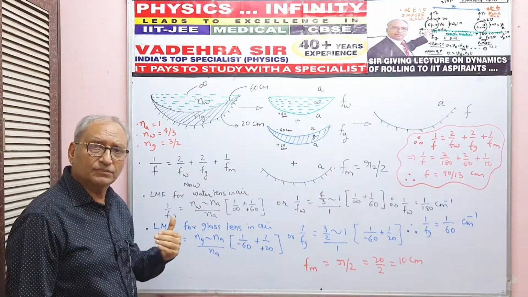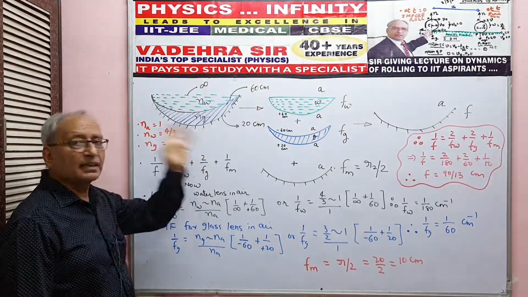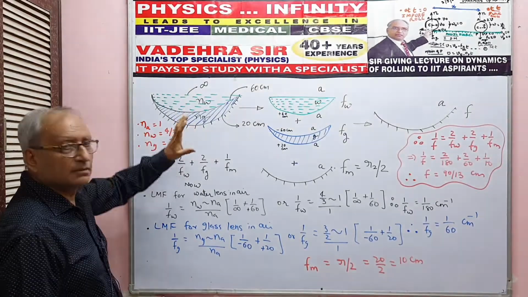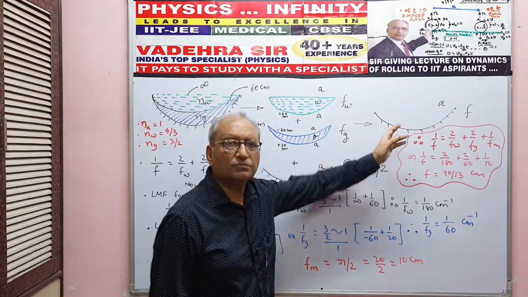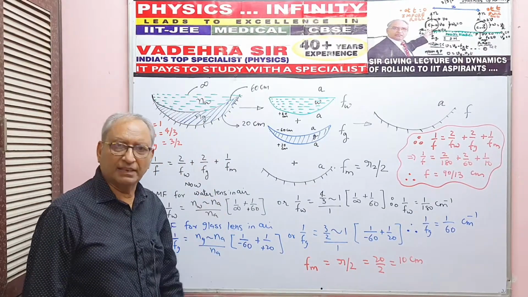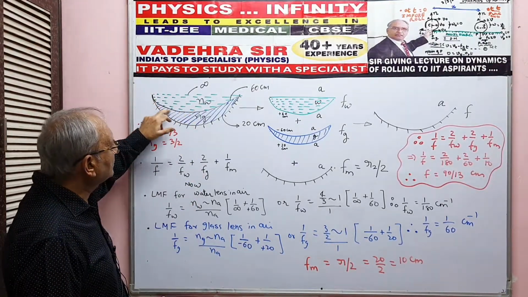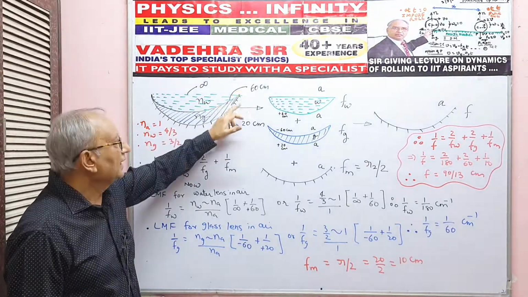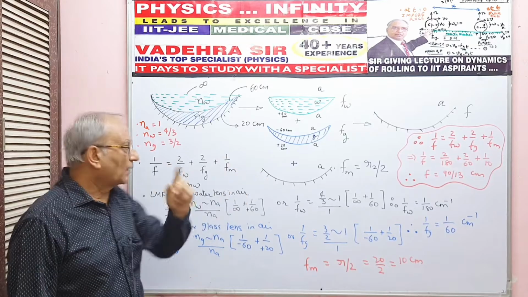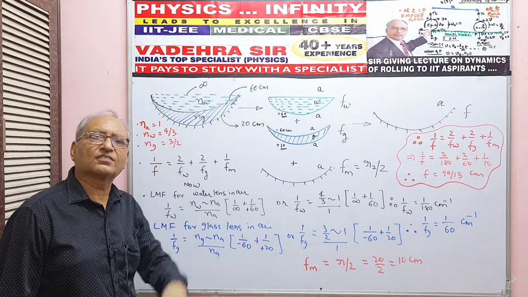We are asked to find the focal length of the effective mirror that this system eventually becomes. This whole system finally becomes a concave mirror. I'll show you. We have to find the focal length of that concave mirror. Some parameters are given to us, like the radius of curvature of this surface is 60 centimeter and of this surface is 20 centimeter. Refractive index of air is 1, refractive index of water is 4/3 and the refractive index of glass is 3/2.